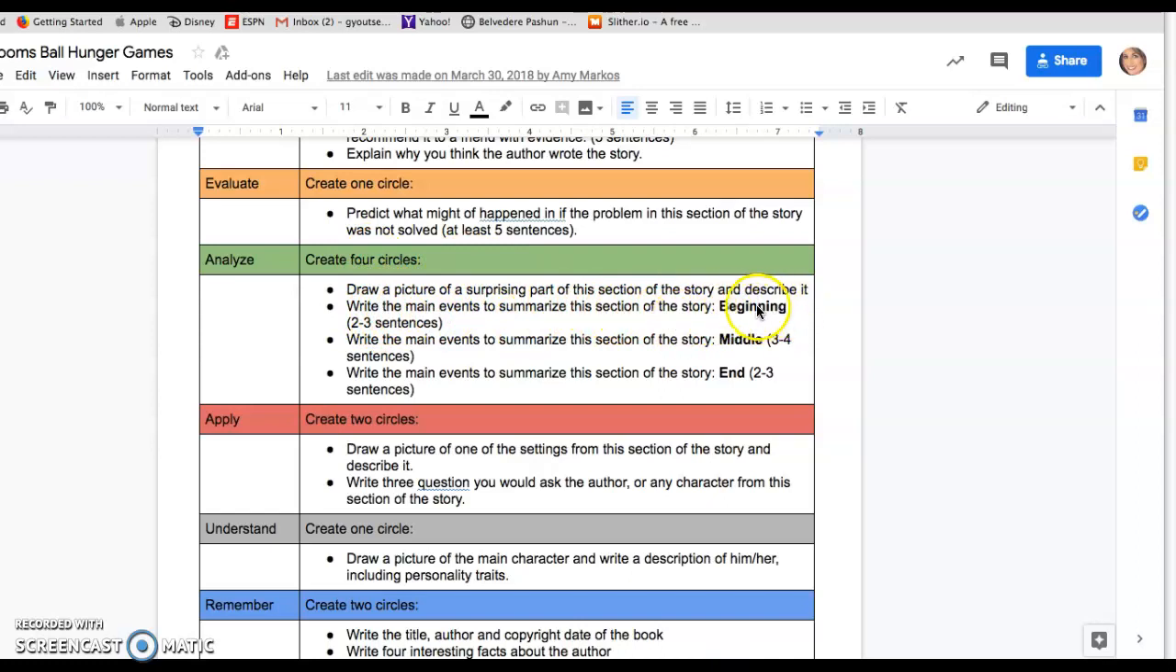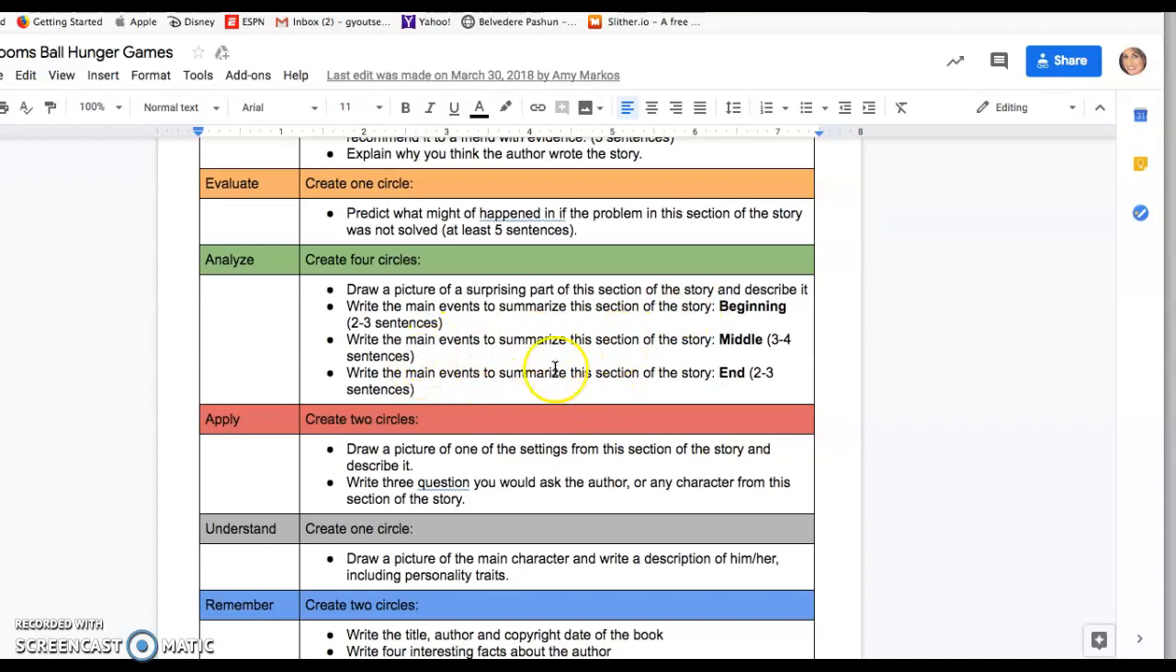The next circle is write the main events that summarize that section of the story. So the first circle focuses on the beginning. So that should be 2 to 3 sentences of the main things that occurred in the beginning of the section you're focusing on. The second circle, the main events that summarize the middle part of that section. That should be about 3 to 4 sentences because the middle is typically longer than the beginning.